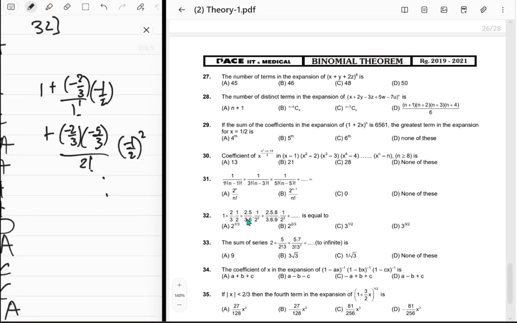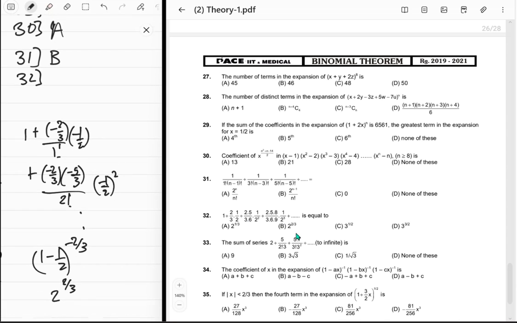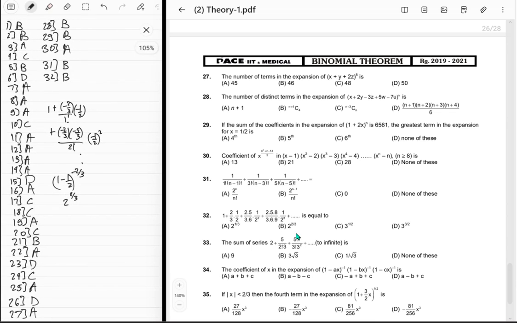And so on, so you get the idea. It is just 1 minus 1 upon 2 to the power of negative 2 upon 3. Sorry, okay. So it's 1 upon 2 to the power of negative 2 upon 3, which is going to be 2 to the power 2 upon 3. Yes. That's B.